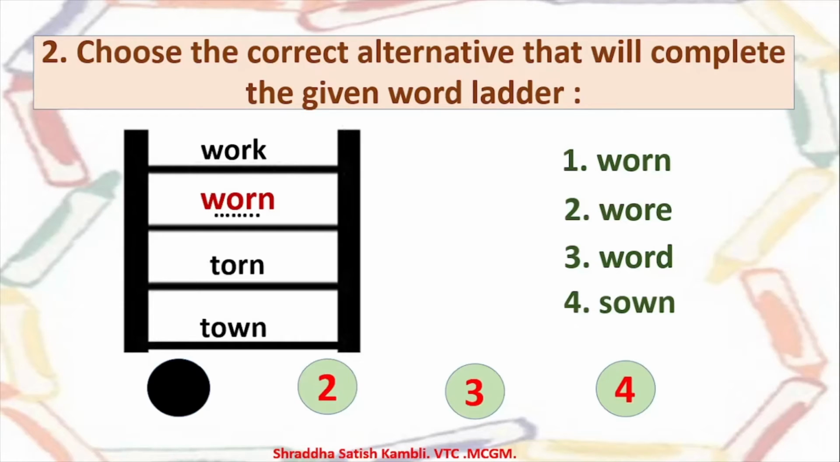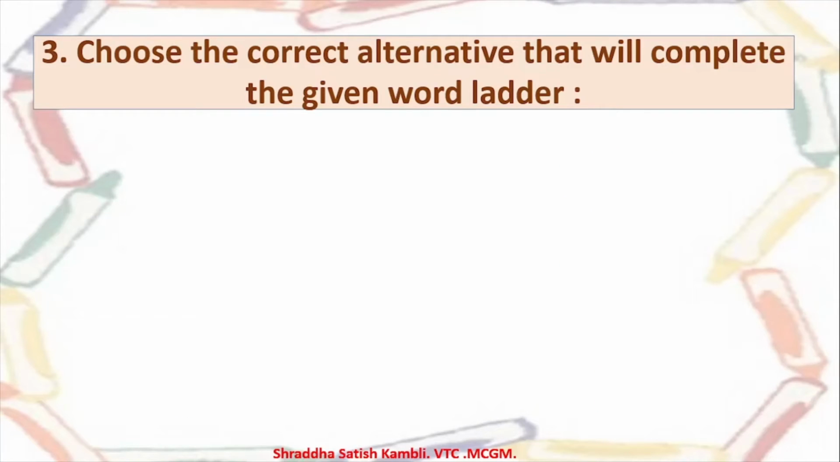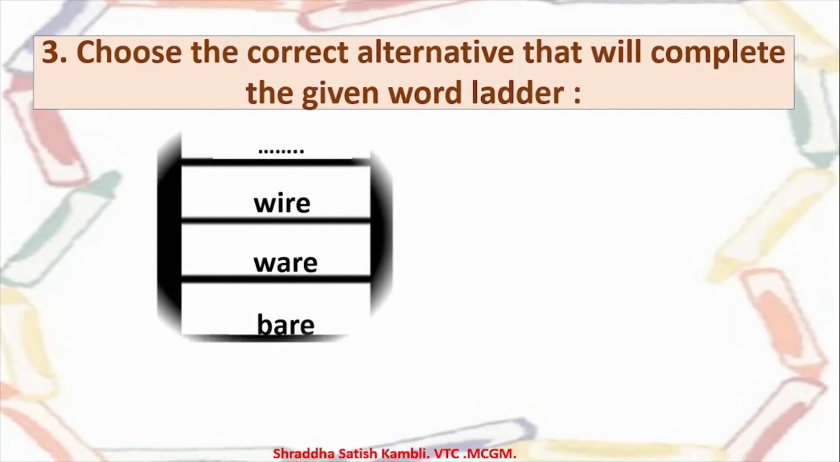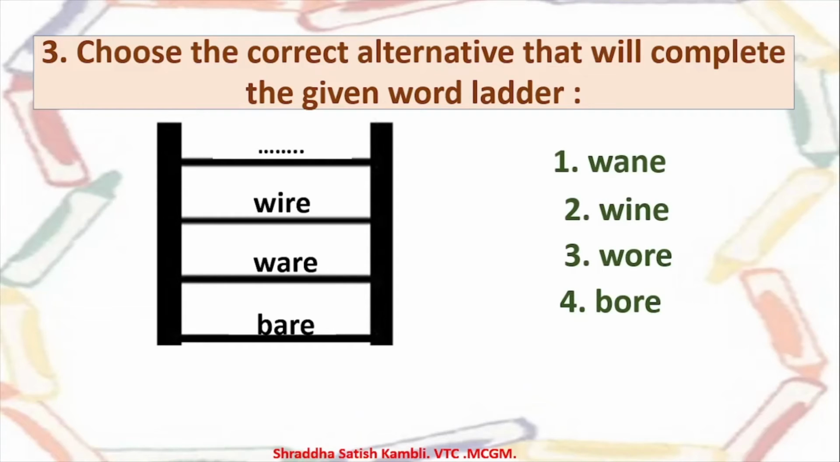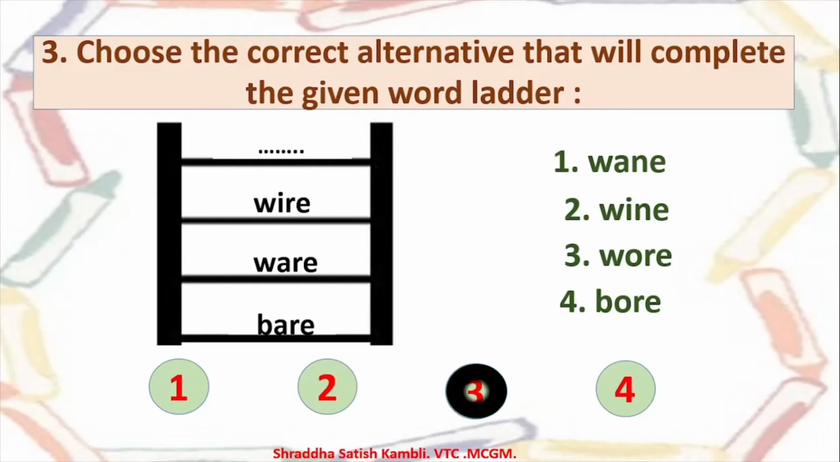Okay, let us now go to the third one. Choose the correct alternative that will complete the given word ladder. Same pattern. Example number 3. Here is your ladder for you. So bear, where, wire and what? Which will be the last word here? Will it be vain? Will it be wine? Will it be wore? Or will it be bore? Which word will come over here? Okay, let's check. So we have the word, third one, wore over here.